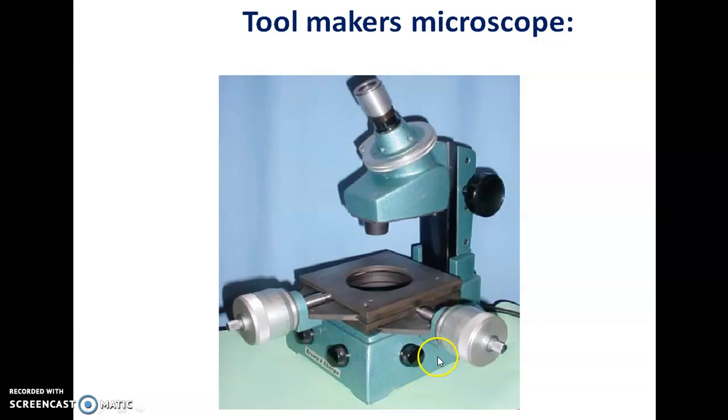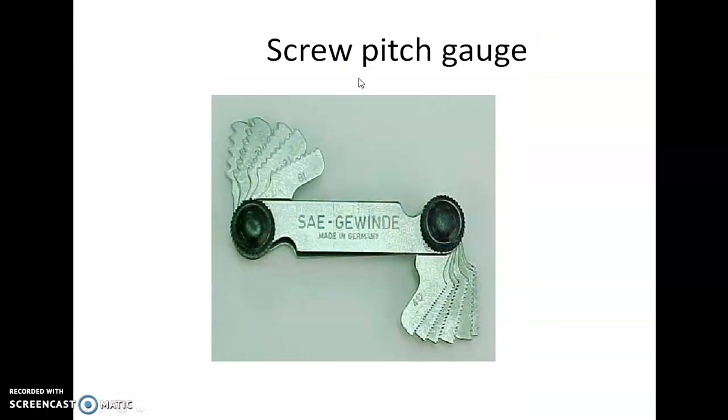At the base, the lamp, collimating lens and mirror are available, and the beam of light is passed through the glass provided on the table. The workpiece is placed over the table, and the image is passed to the optical head, and the pitch can be measured through the eyepiece. The screw pitch gauge is also used to measure the pitch of threads.